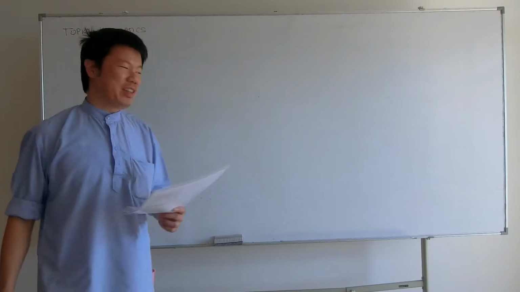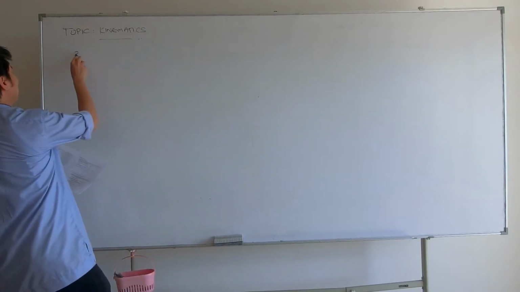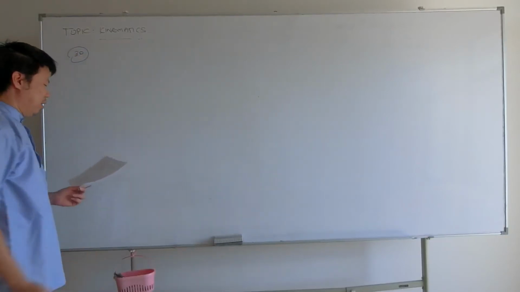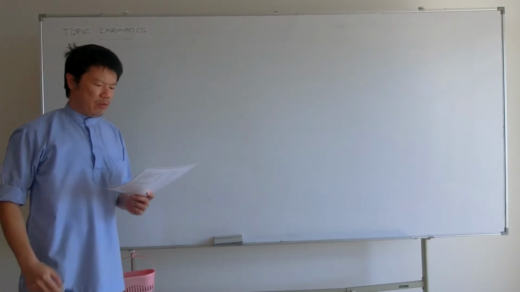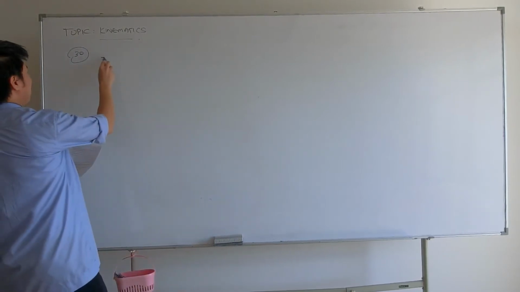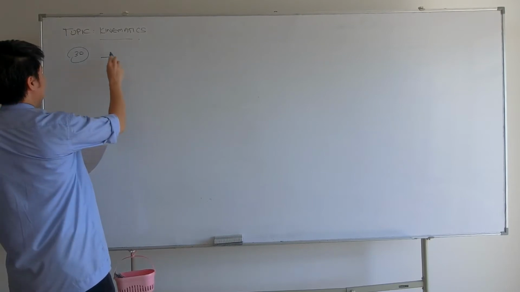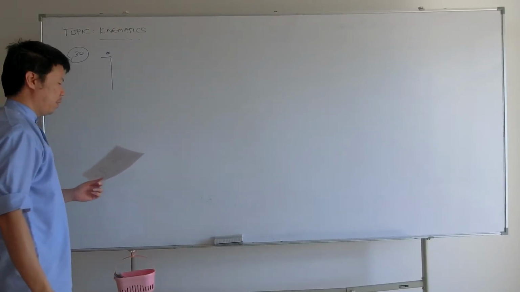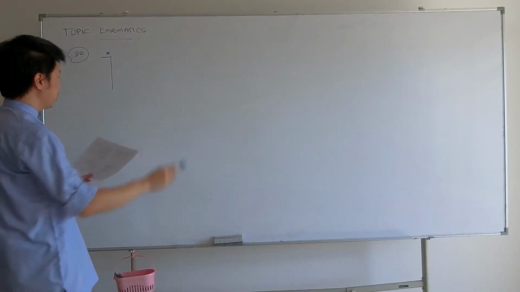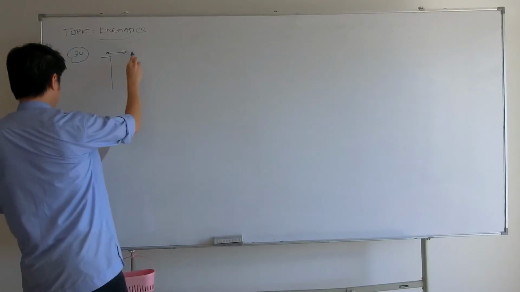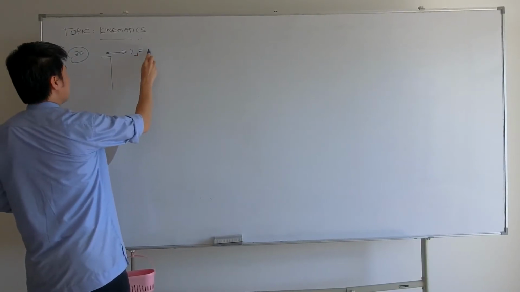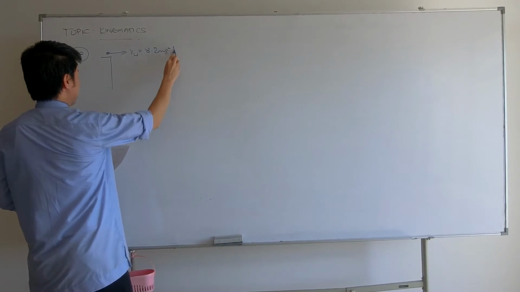Moving on to question 30. A ball is thrown horizontally from the top of a building as shown. So you have a tall building, you throw a ball. The ball is thrown with horizontal speed, so it only has horizontal speed. So VH is equal to 8.2 meters per second.